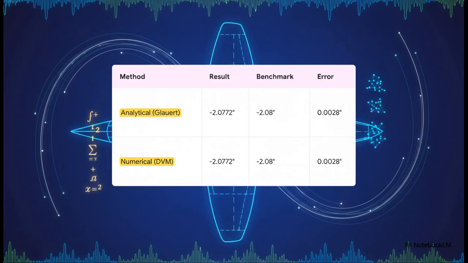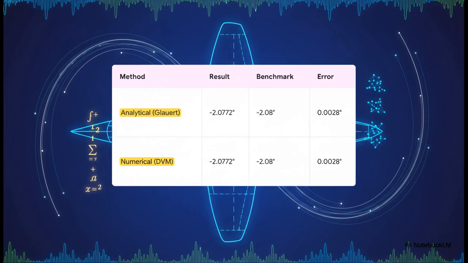It is absolutely remarkable. We're looking at a classic NACA 2412 airfoil. The analytical method, the pure math, gives a zero lift angle of negative 2.0772 degrees. In the numerical method, you guessed it, exactly the same, down to the 4th decimal place. And both of them are off from the real-world benchmark by less than 0.003 of a degree. It's just an identical result.